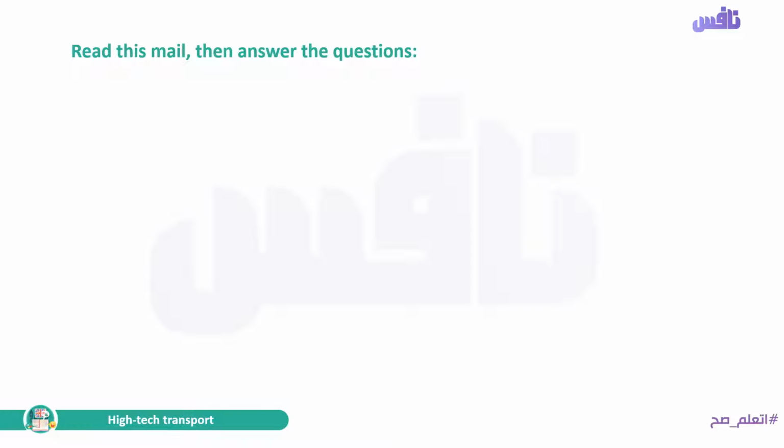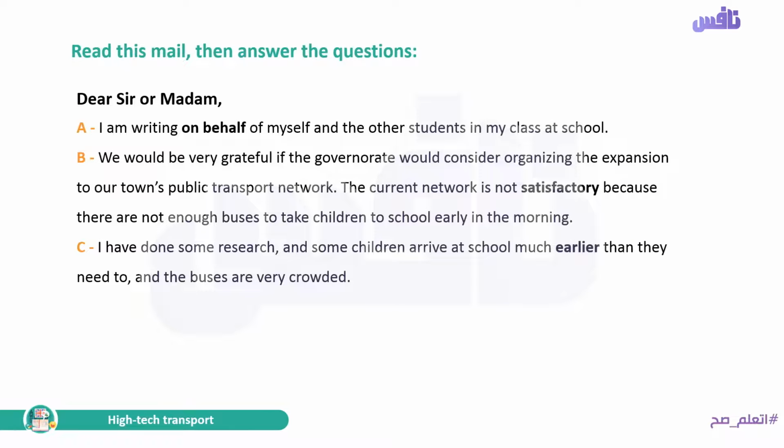Now we are going to read this mail and then we will answer the questions. Let's see the mail. Dear Sir or Madam, I am writing on behalf of myself and the other students in my class at school. We would be very grateful if the governorate would consider organizing the expansion to our town's public transport network.